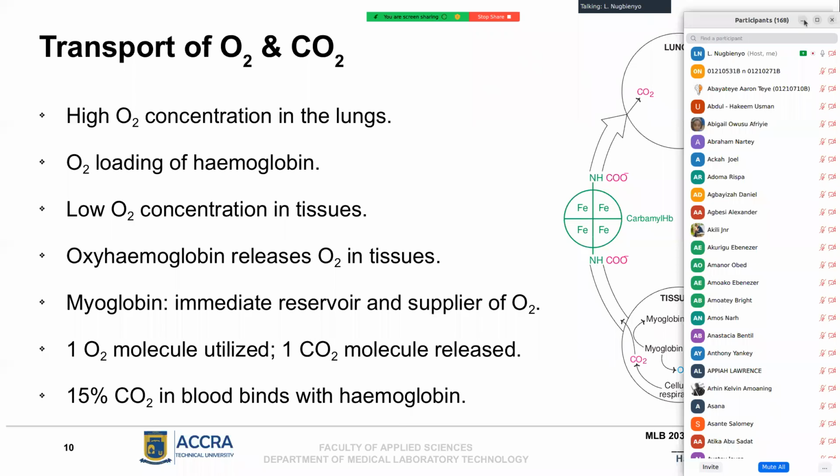I was saying that it's just about 15% of all the carbon dioxide that is released in the tissues that gets directly bound to hemoglobin to be taken to the lungs.